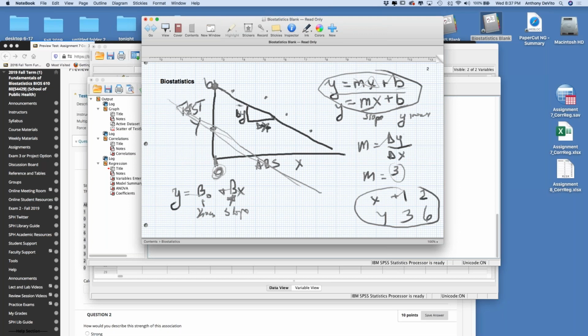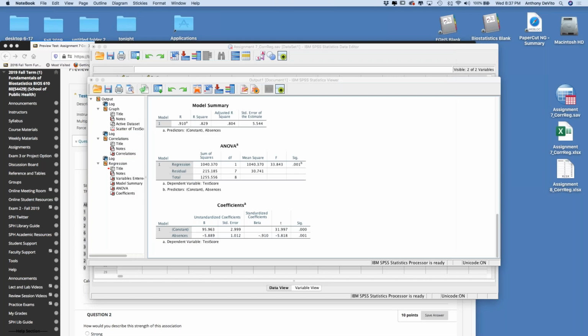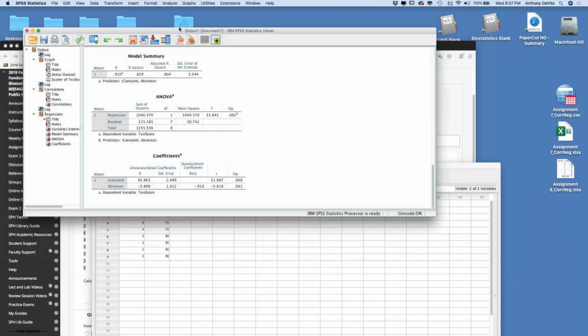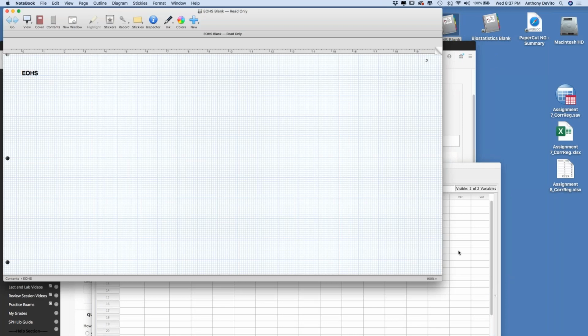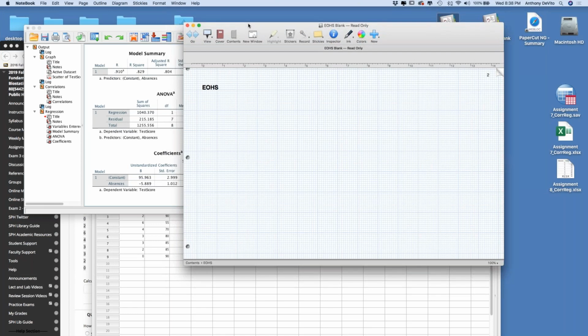Okay, so now what I want to do is actually define the line that describes the relationship between absences and test scores. So here's my output. Move this over a little bit so I've got a little bit of room to work, and make this a little bit smaller. Okay, so I'm going to go over here and now I am going to write this formula.